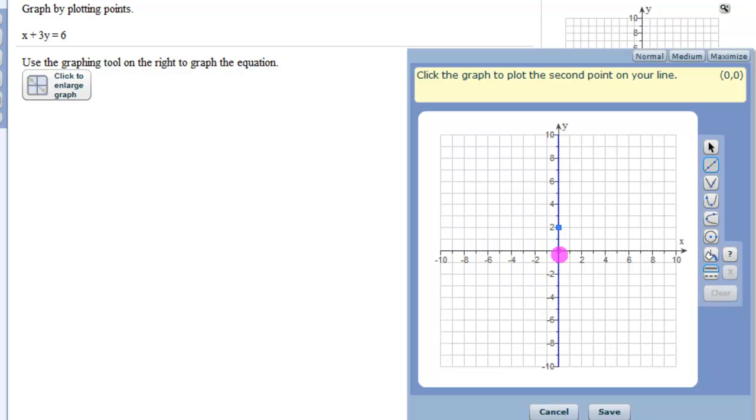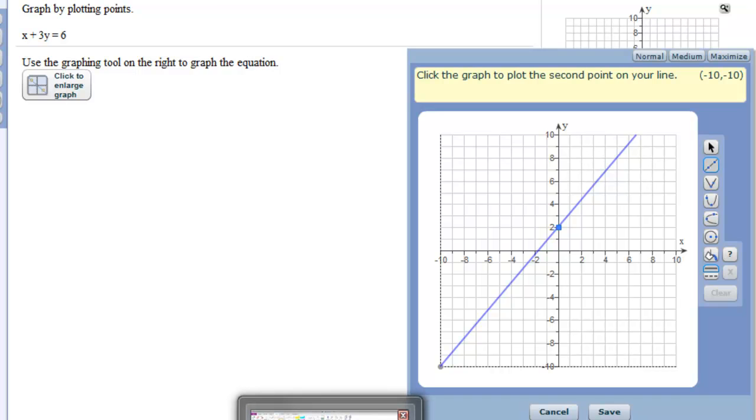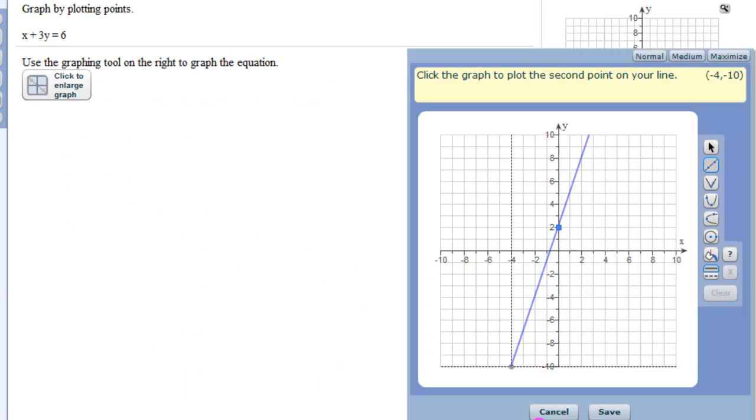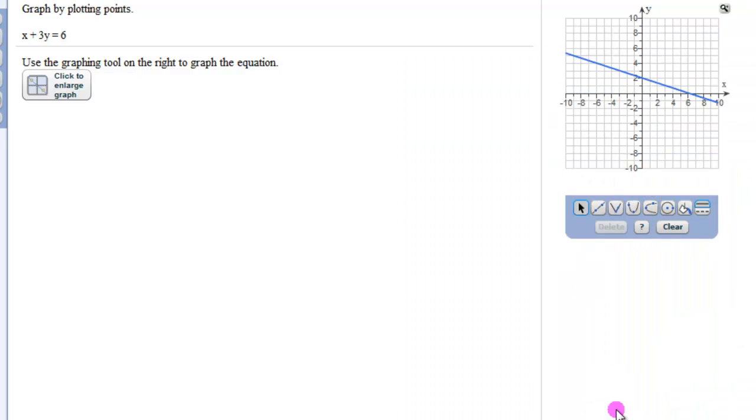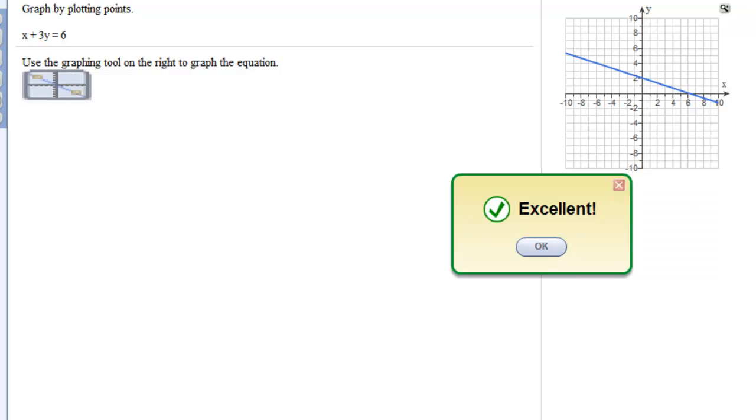Okay? Now the next intercept, let's go back and check what that was. That was (6, 0). Okay, so now we're going to go to (6, 0) and click there. Okay? Alright, so there's our line, and now I will save that. Okay, and now let's submit, or let's check it and see if we've got that line right. Excellent. So I hope that helps.